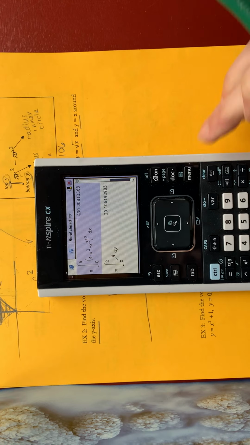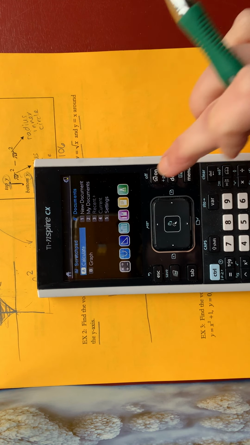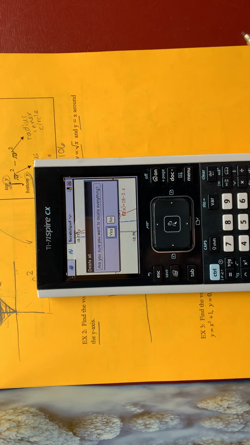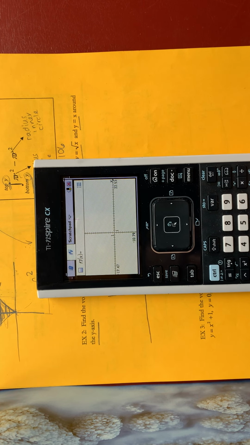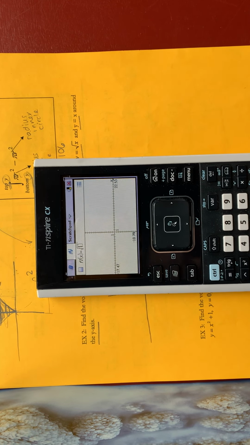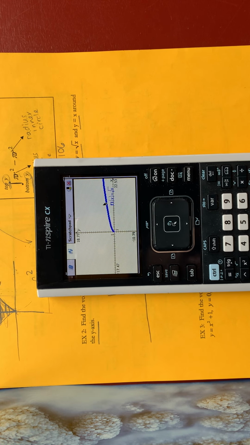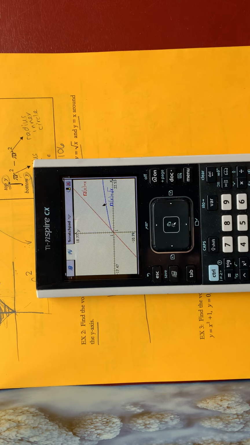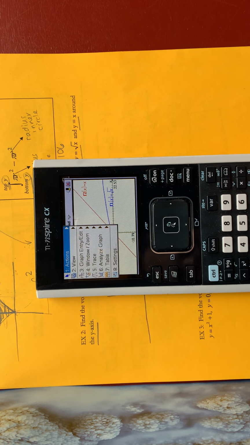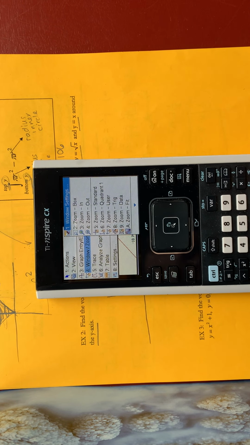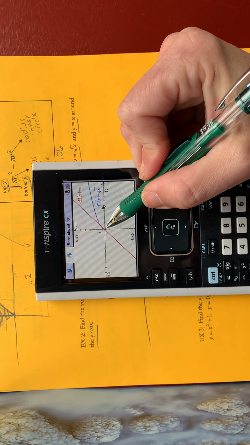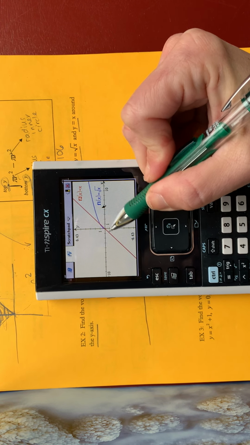If you're not sure, graph the square root of x, graph y equals x. If you can't really see it, let's change the menu. I'll go standard. There we go. So yep, that square root curve is above the line until a certain point.